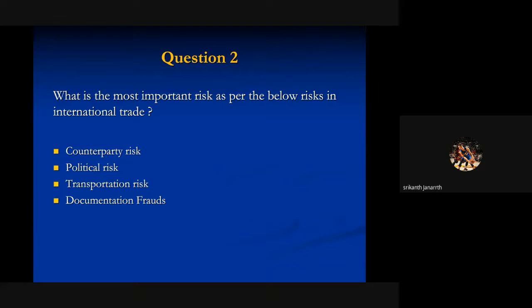Can anybody try? What is the risk? Doesn't matter whether you give the wrong answer, just try. Counterparty, political, transportation, documentation. Yeah, it's counterparty risk because you need to know which counterparty you are dealing with. The country can be politically affected, right? If your counterparty is correct, you still get the payment. If your counterparty is a genuine person, though the country is not politically sound, still he makes the payment. So the counterparty risk becomes key, right?